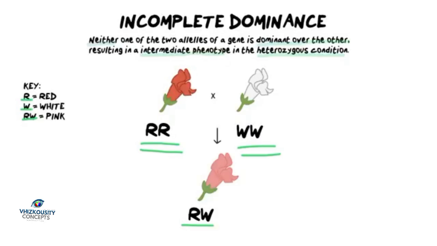But the moment you have one of each, or what we call heterozygous, you will end up producing a pink color or a mix of the two. Now, don't worry. In every exam, they are going to give you a clue in a question about whether or not you are looking at a complete or an incomplete dominant question.